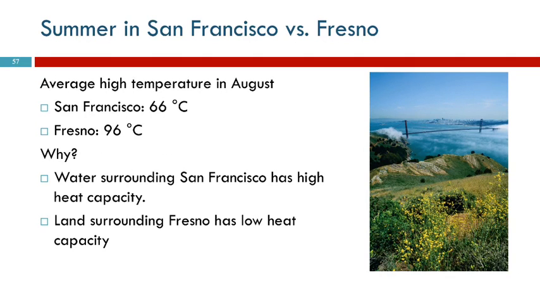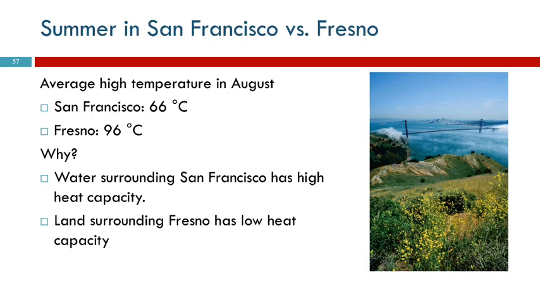The high specific heat capacity of water has a huge influence on climate. If we think about the average high temperature in August, I looked these up. In San Francisco, the average high temperature is 66 degrees Celsius in August, right? In Fresno, the average high temperature is 96 degrees Celsius. That sounds more like August, doesn't it? We think 96 in August is actually quite pleasant, right? It's better than 115. Why is there this difference?